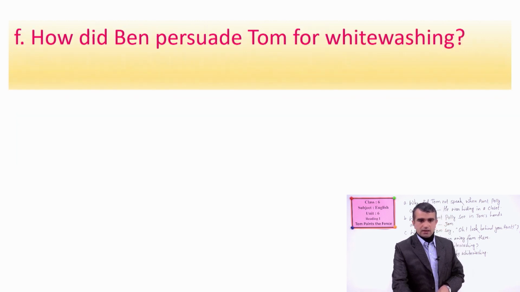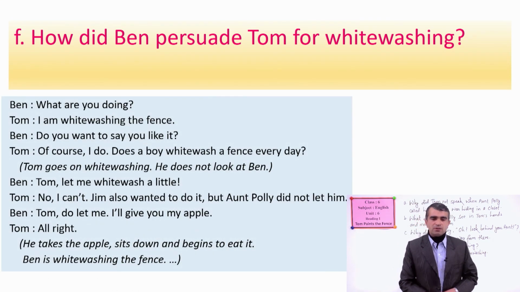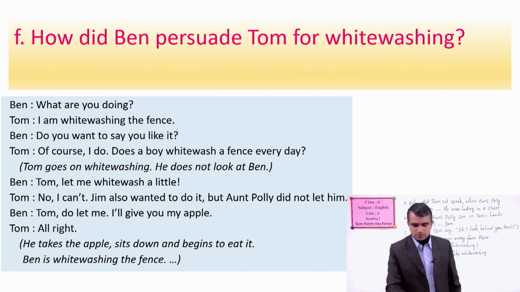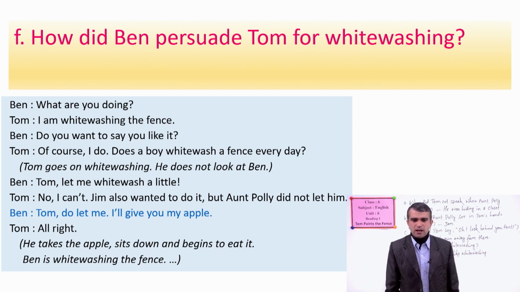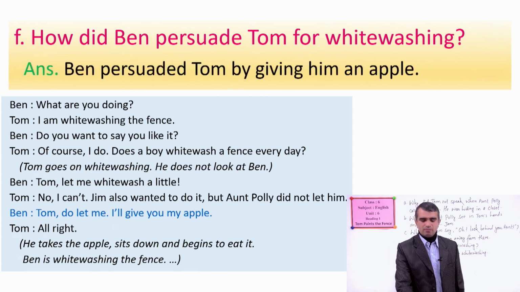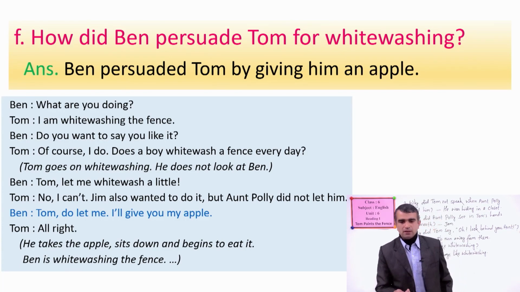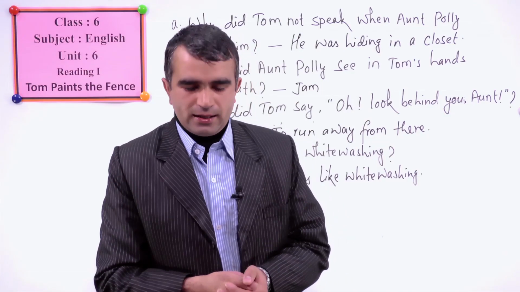And last question, how did Ben persuade Tom for whitewashing? You can find the answer in this part of the play. How did Ben persuade? Ben says, Tom, do let me. I'll give you my apple. How did he persuade? Now Ben persuaded Tom by giving him an apple. Okay, you did it very well. Now we did it.